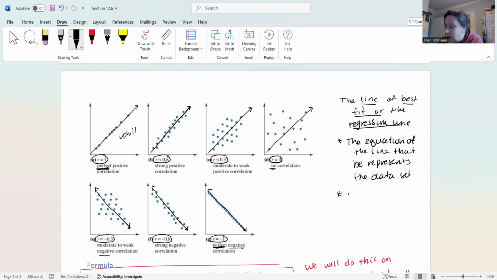Okay, R tells us how good this equation is at making predictions about the data set.